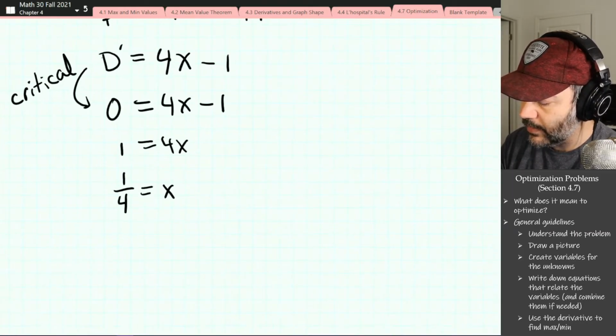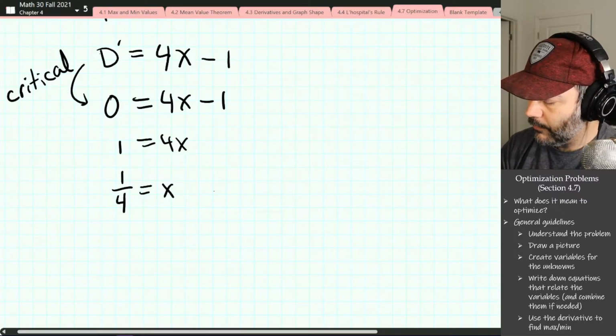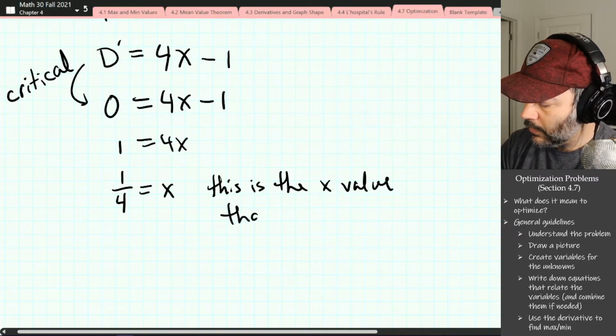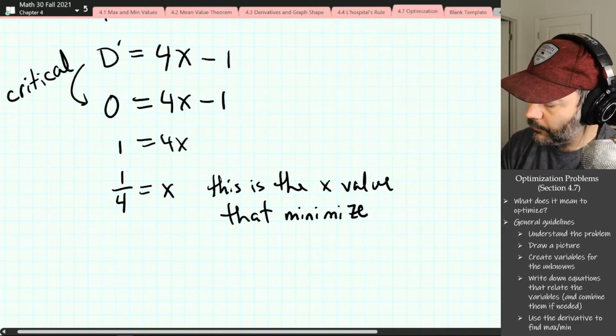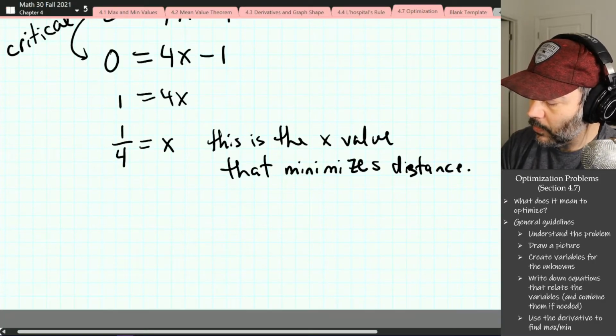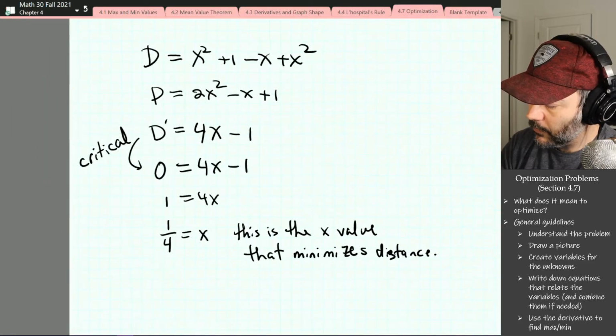What we have found is the x value that minimizes distance. So all we need to do is plug that back into the distance function.